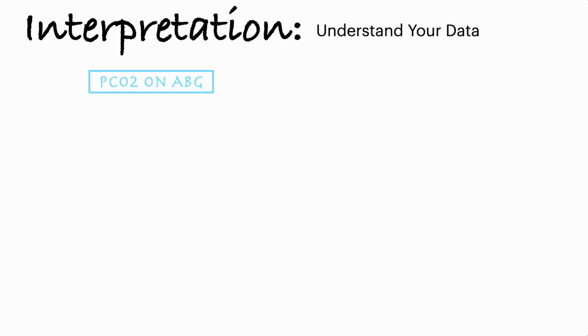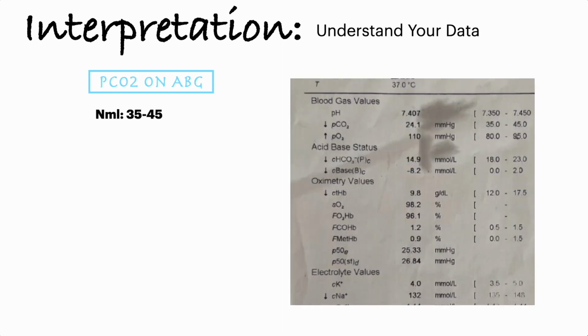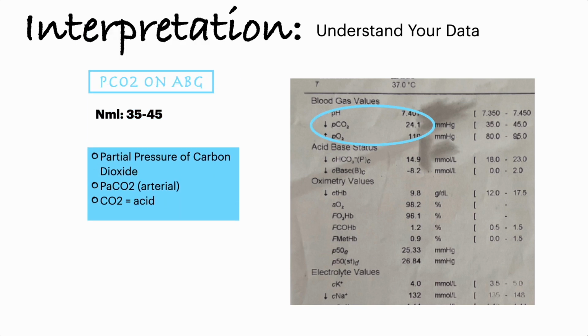Your PCO2 level. So on the ABG, your normal is going to be 35 to 45. This one is pretty standard across the boards. You're going to see it here. And this is telling you the partial pressure of carbon dioxide level. In your mind, replace the letters CO2, carbon dioxide level, with acid. If the CO2 level is high, you have a lot of acid. If the CO2 level is low, you have a lack of acid. That made things a little bit easier for me. Hopefully that'll make it easier for you too.